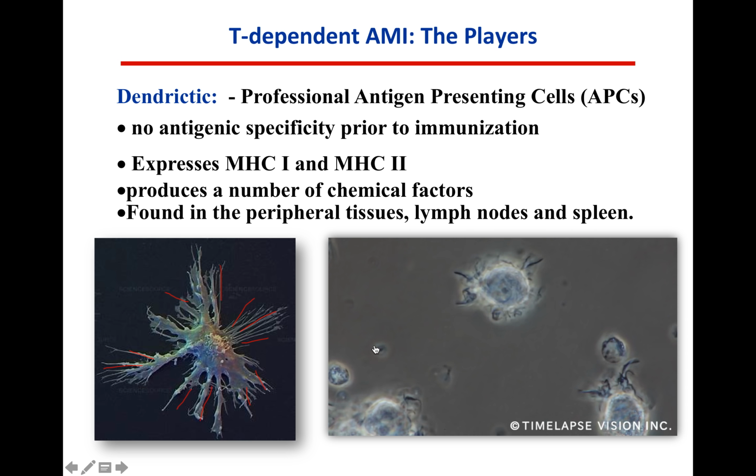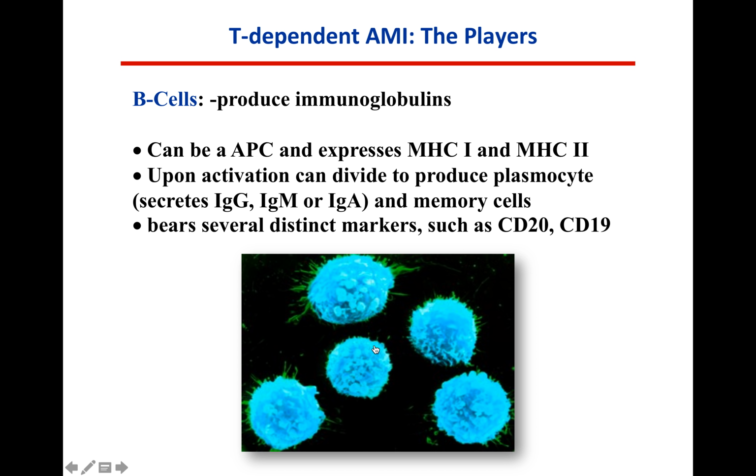It's really cool. So the other cell that we've already talked about are B cells, and these are the ones that produce immunoglobulins. They can be considered APCs, and they also express MHC1 and MHC2. So they again do this antigen processing. Upon activation, they can divide to produce plasmacytes, and these plasmacytes will produce antibodies, and they also produce memory cells, so that there's some record of the interaction that they've had with an antigen.